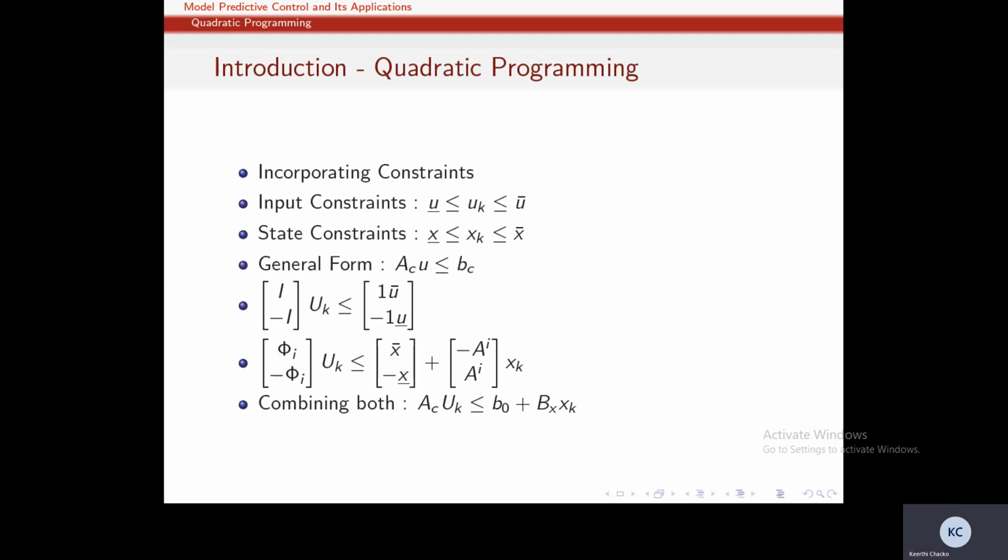Now we will move on to quadratic programming. The primary advantage of MPC is the incorporation of constraints. We will see how MPC is implemented and how it is helpful in handling the constraints. We will see that in the next video.